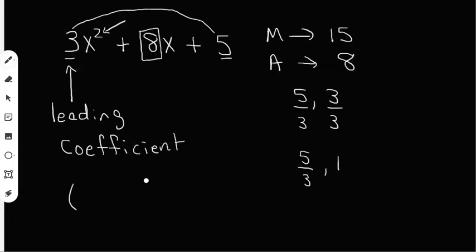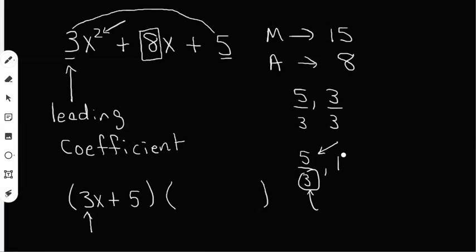So now we're ready to write our factors. And these fractions that we just found are going to help us do that. The denominator of the fraction is going to become the number in front of the x. So for 5 over 3, that's going to give me 3x plus 5. Notice that the denominator 3 becomes the number in front of the x, while the numerator, the top of the fraction, is going to become the number at the end.